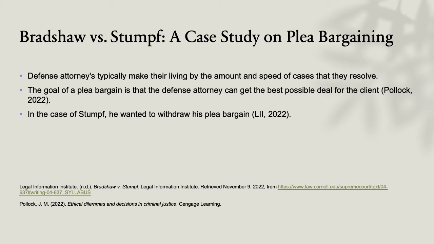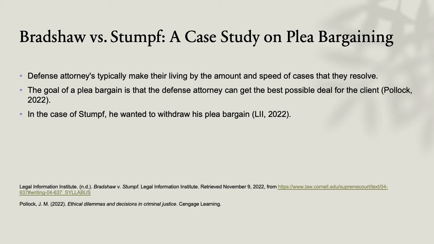Bradshaw v. Stump, a case study on plea bargaining. Defense attorneys typically make their living by the speed at which they resolve cases. This is usually done by accepting plea bargains as quickly as possible, because if a case takes too long, it can interfere with other present cases. Plea bargains, which is when a guilty plea is given for a reduced charge or sentence, are how over 90% of all cases in the criminal justice system are settled. The goal of a plea bargain is that the defense attorney can get the best possible deal for the client.